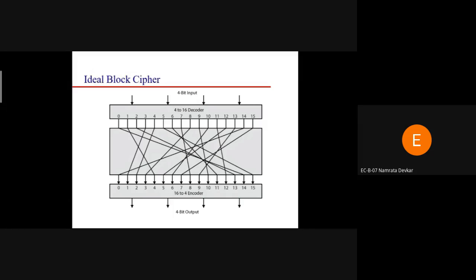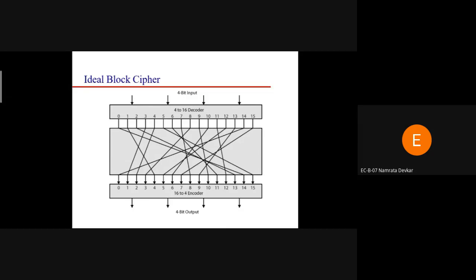If our input message is 8 bits, then according to 2 raised to 8, we have to design the ideal block cipher for this 8-bit size. Here we consider the input as 4 bits, so we can design the ideal block cipher up to 16 bits, and we can mention the numbers from 0 to 15.